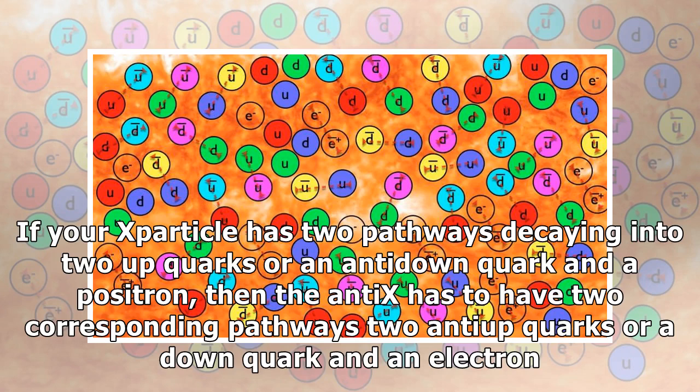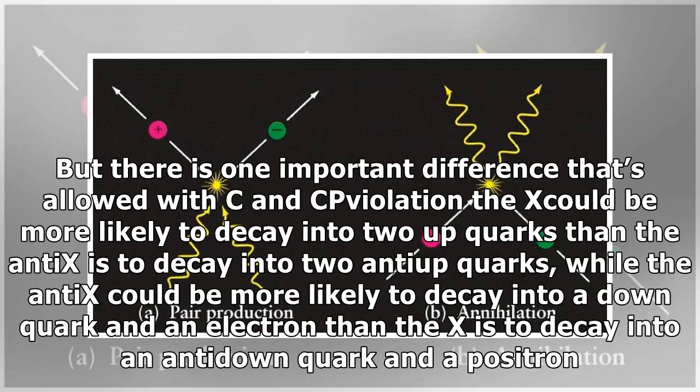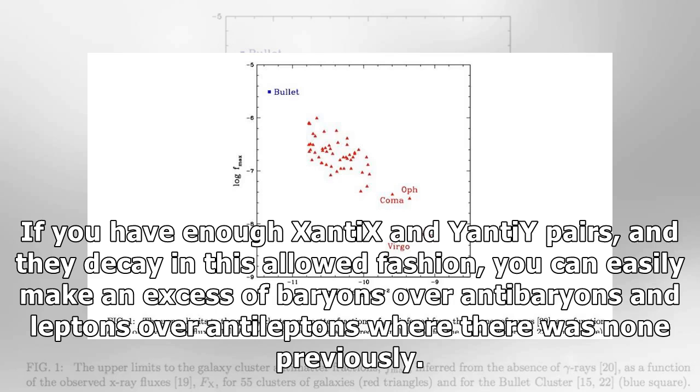If your X particle has two pathways, decaying into two up quarks or an anti-down quark and a positron, then the anti-X has to have two corresponding pathways: two anti-up quarks or a down quark and an electron. Notice that the X has B, L of 2/3 in both cases, while the anti-X has negative 2/3. It's similar for the antiparticles. But there is one important difference that's allowed with C and CP violation. The X could be more likely to decay into two up quarks than the anti-X is to decay into two anti-up quarks, while the anti-X could be more likely to decay into a down quark and an electron than the X is to decay into an anti-down quark and a positron. If you have enough X, anti-X and Y, anti-Y pairs, and they decay in this allowed fashion, you can easily make an excess of baryons over antibaryons and leptons over antileptons where there was none previously.